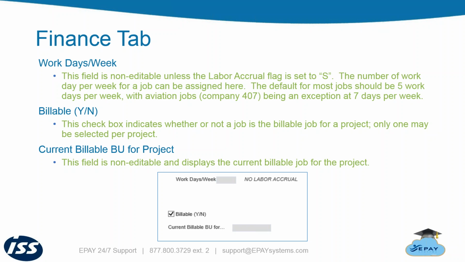So next you'll see the box. It says billable with yes or no, and this checkbox indicates whether or not a job is billable for a project. Only one may be selected per project, so please keep that in mind. Next, you see current billable BU per project. This field is non-editable and displays the current billable job for the project.